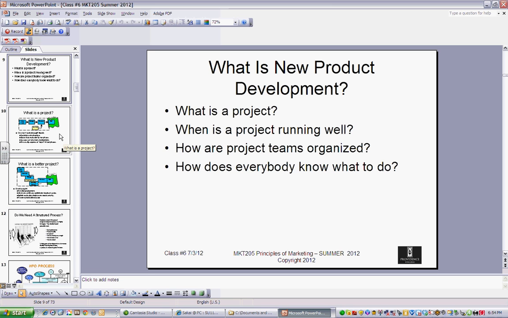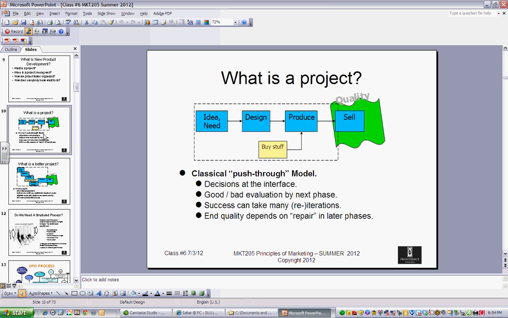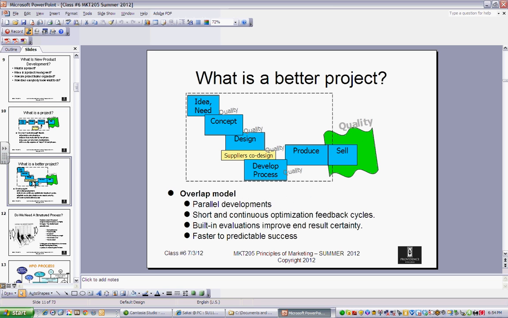Many times new product developments are like projects. Historically, projects have been serial or push through, where you have an idea and a need, you design it, you buy some stuff to produce it, and then you sell it. What's happening more recently in product development is you get something called concurrent or overlap modeling of development, where you start working on a number of different things concurrently over a period of time. And in doing so, you end up having a better product at the end to sell, because a lot more learning and feedback goes into it.